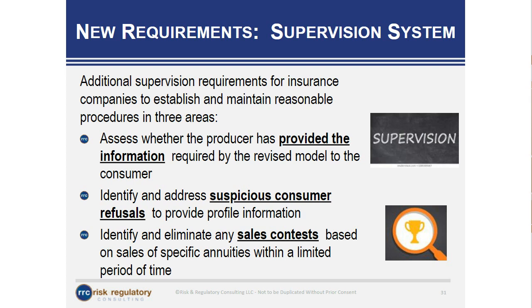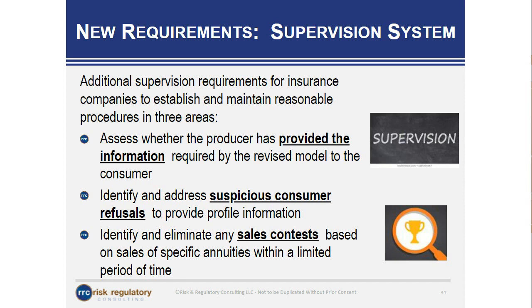And the first area is that companies must assess whether the producer has provided the information required by the revised model. For example, an insurer may revise its good order procedures to include a review for the proper completion of the required disclosure forms. For example, Appendix A, B, or C. And also reject or pend any applications where information provided was incomplete or a required form was not provided.